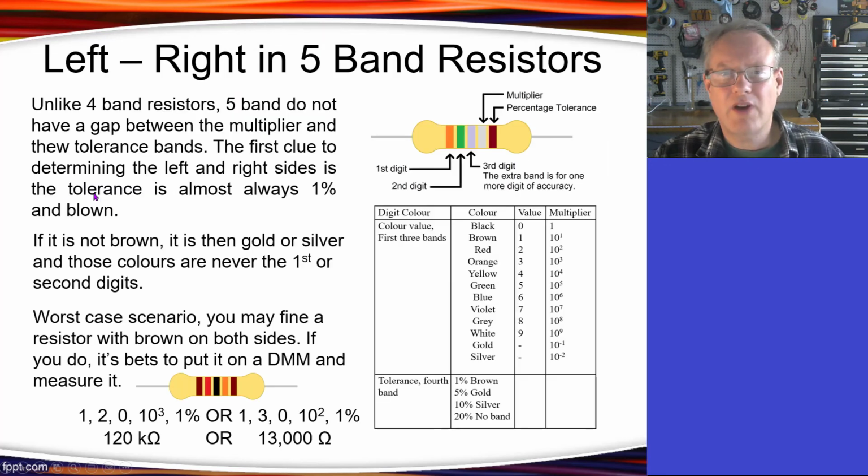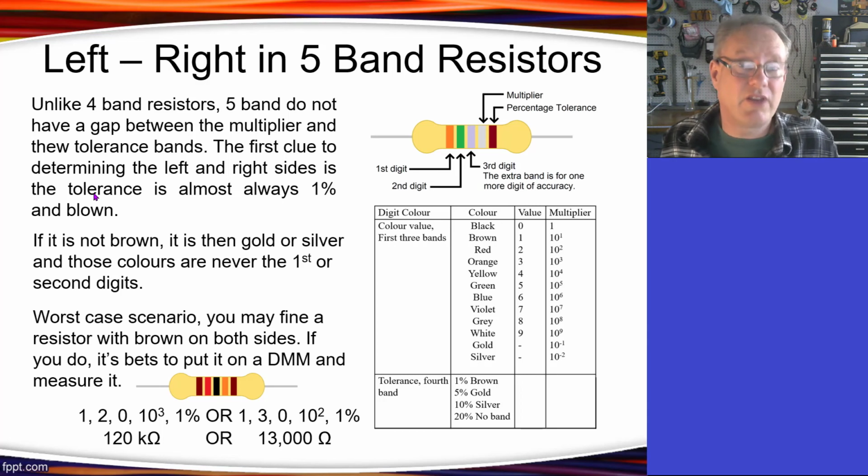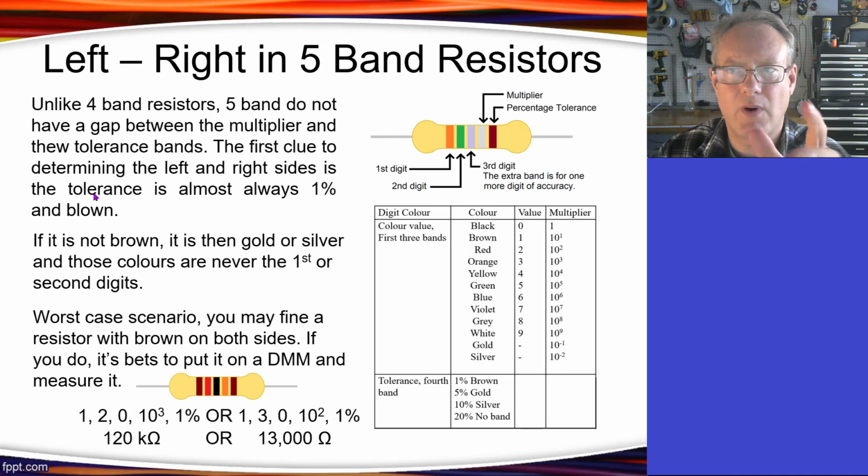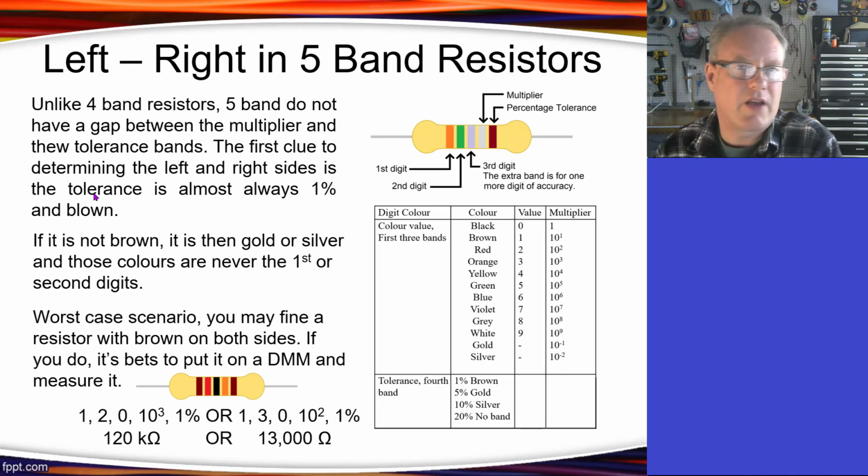Now, I want to talk about how you know which is the left side and which is the right side, and then we're done. So let's just talk about this. On a 5-band resistor, how do I know which is the left and which is the right? Well, essentially, what you're looking for is the multiplier and the tolerance on one side or the other. Now, the tolerance actually can only be brown or gold. So when you're looking at a 5-band, just look for the brown. And you'll be like, okay, well, that's the right side. And then just start reading from there.